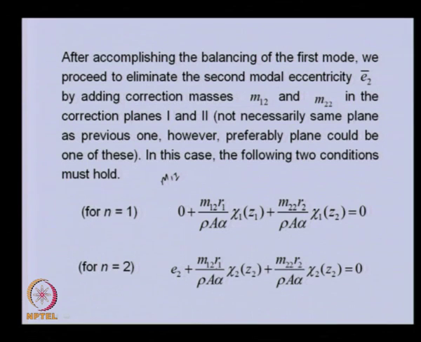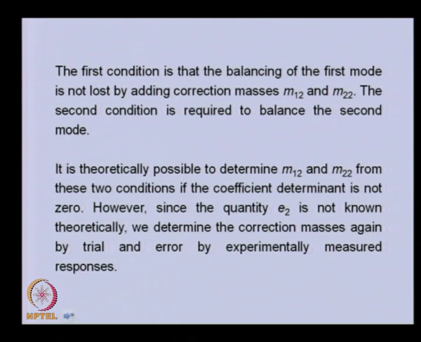So, that means we will choose M12 and M22, and we rotate the rotor near the second critical speed, and we will try to change those masses, but keep the ratio the same, such that the response is minimized corresponding to the second mode. That will ensure not only that the second mode is balanced, but also that the first mode is not disturbed. So, this is the discussion which I explained.